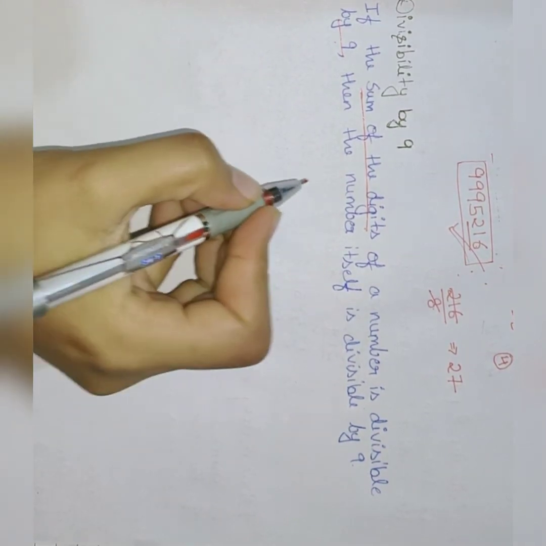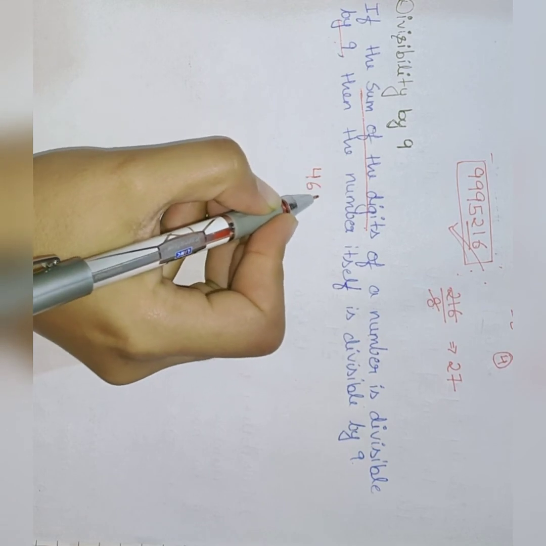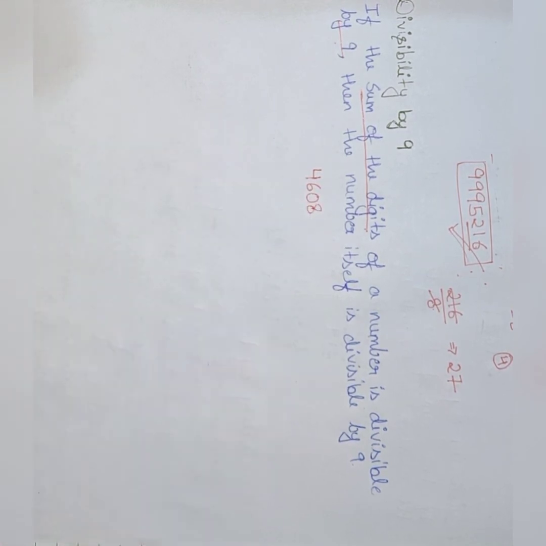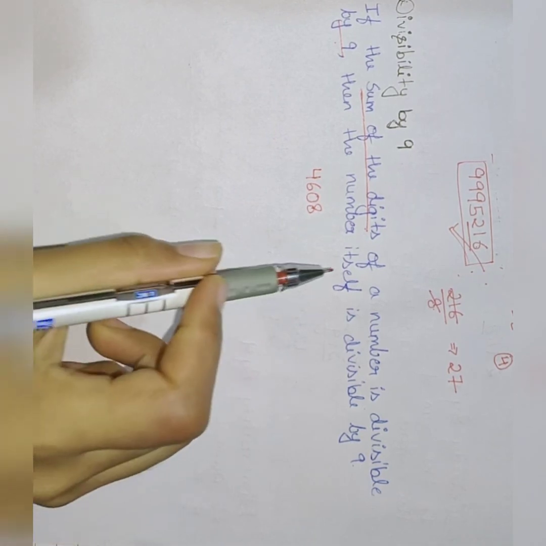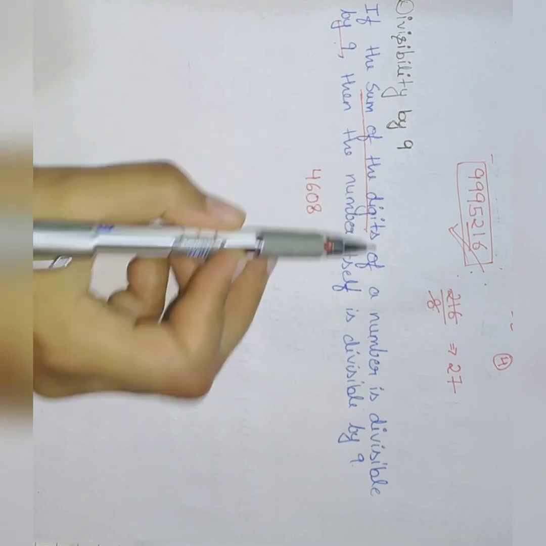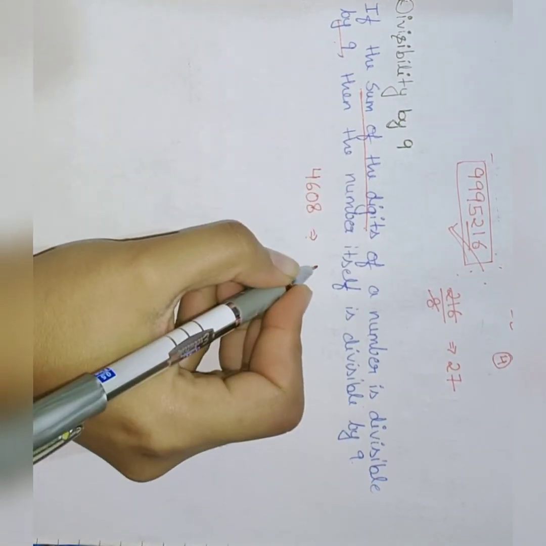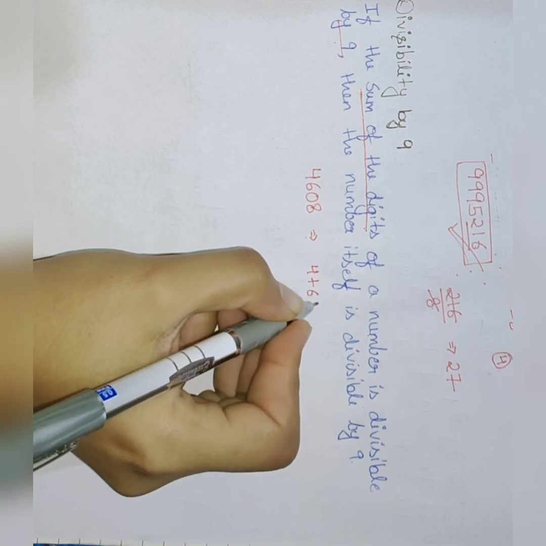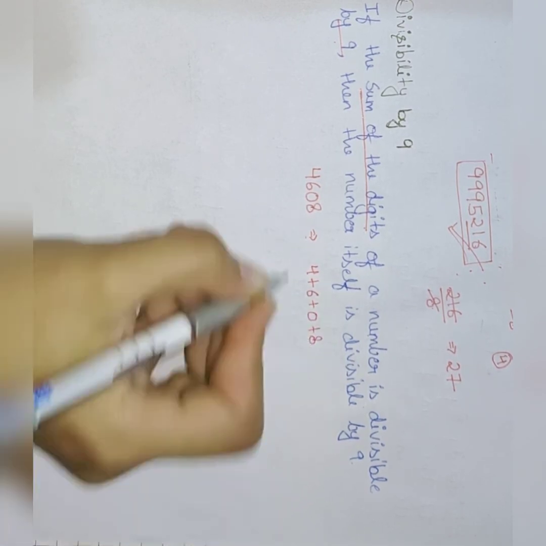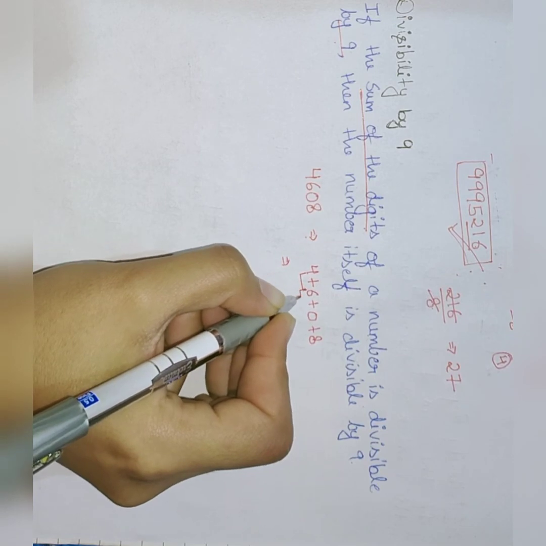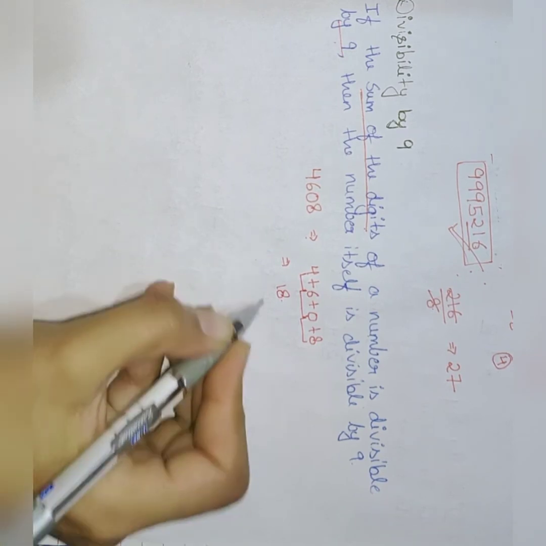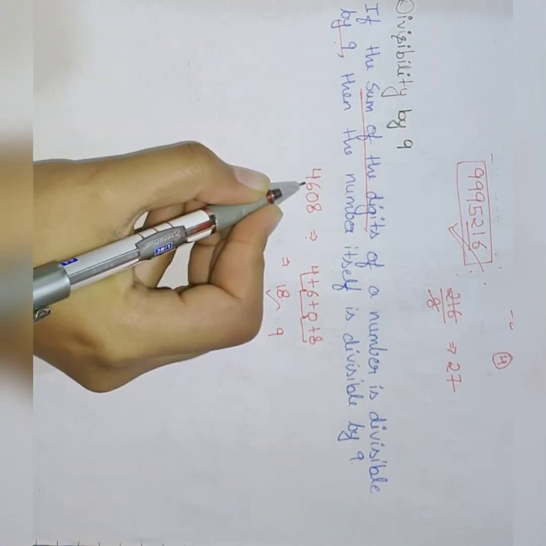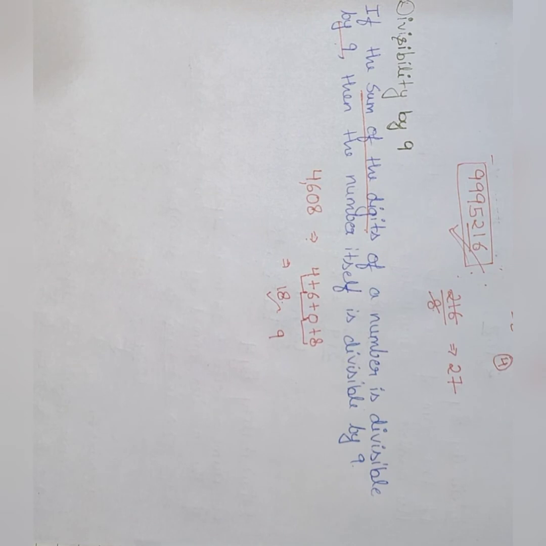So let's take a number. Suppose you have the number 4608 and you have to check if it is divisible by 9 or not. According to our rule, sum of the digits. So let's take out the sum first. 4 plus 6 plus 0 plus 8. So 6 plus 4 is 10, 10 plus 0 is 10, and 10 plus 8 is 18. So yes, 18 is divisible by 9. So the number 4608 is also divisible by 9.